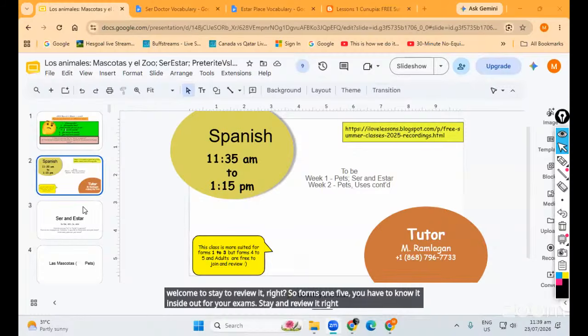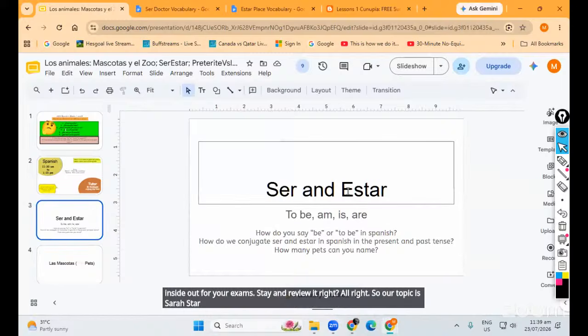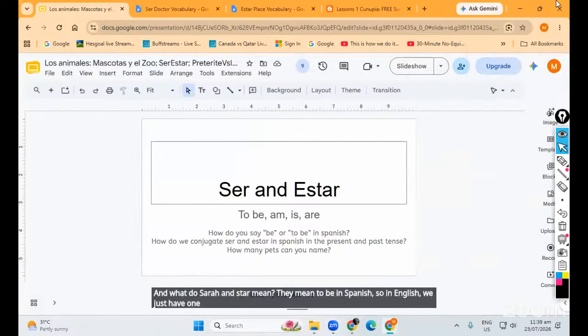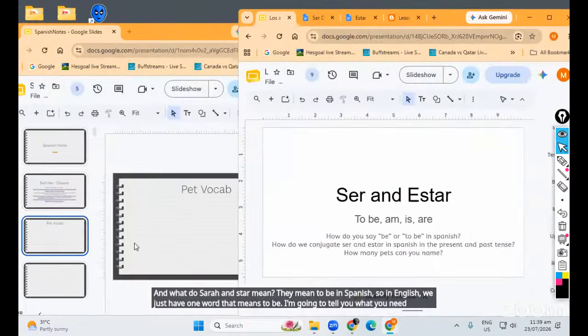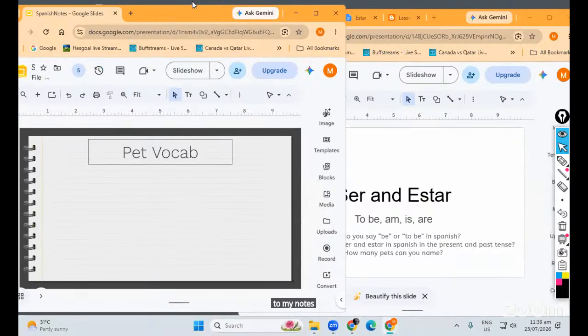All right. So our topic is ser and estar. And what do ser and estar mean? They mean to be in Spanish. So in English, we just have one word that means to be. I'm going to tell you what you need to write. Let's go across here to my notes book up. Everybody can see these, okay?